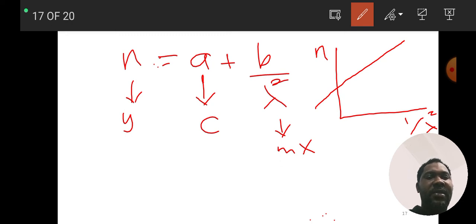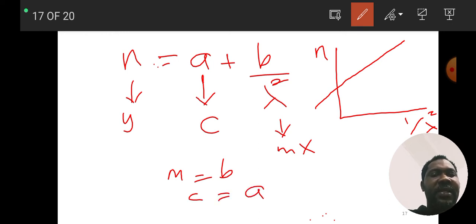So I can say here that the slope of my graph will be equal to b, and the y-intercept of my graph is equal to a. And that is the answer to the question. This one is quite straightforward. We don't need any transformation here because it is written as y equal to mx plus c. Okay, so let's see another question.